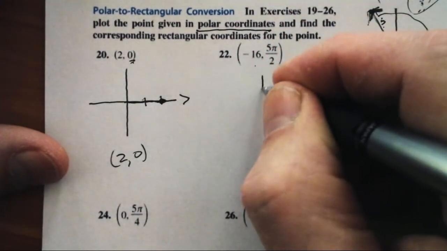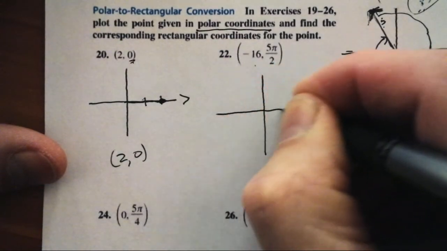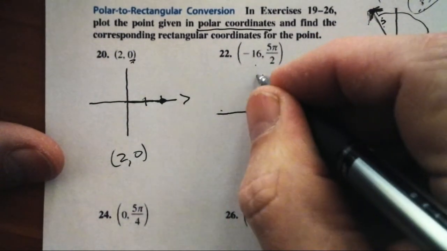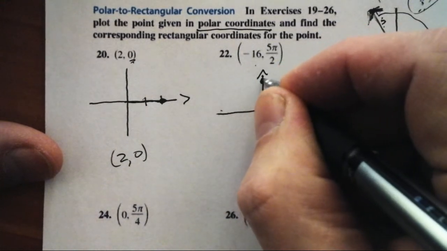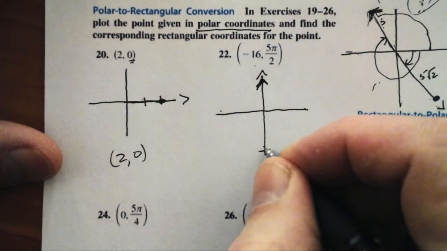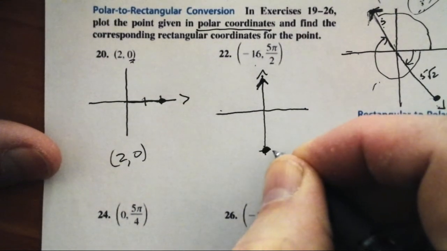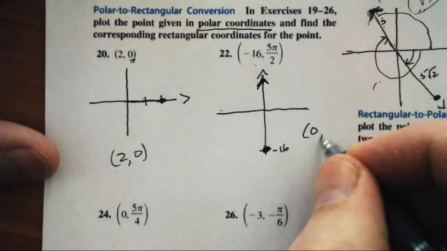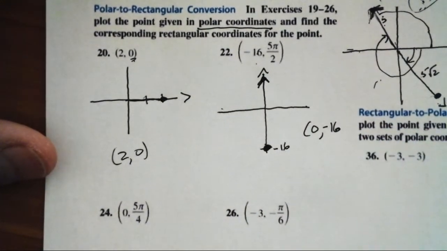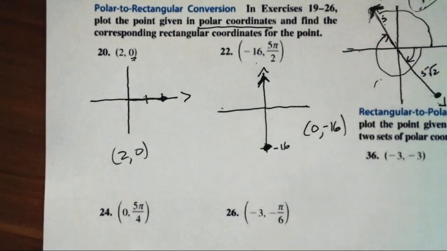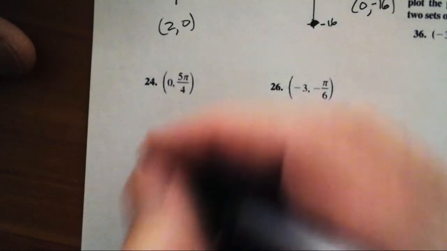Okay, here we go. 5/2 pi. 1, 2, 3, 4, 5/2 pi. We're aiming this direction, but we throw backwards 16, so the rock ends up right here at negative 16. So that is the ordered pair 0, negative 16. And we'll find quadrantal angles are pretty easy to handle in this type of problem.